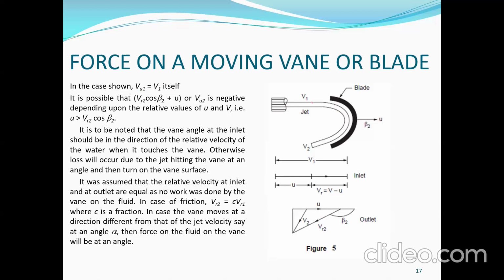So, yung angle doon. It is possible that V sub R2 cosine beta 2 plus U, or VU2, is negative depending upon the relative values of U and VR. That is, U is greater than VR2 cosine of beta 2. So it is to be noted that the vane angle at the inlet should be in the direction of the relative velocity of the water when it touches the vane. Otherwise, loss will occur due to the jet hitting the vane at an angle and then turning on the vane surface.